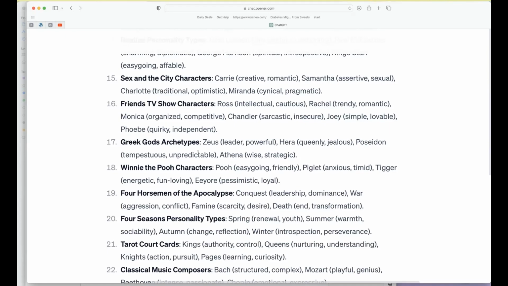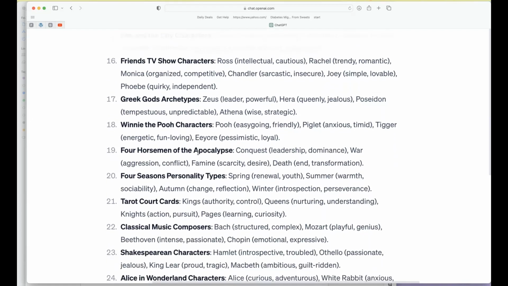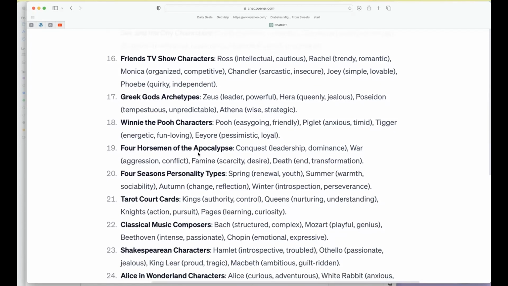Easygoing and friendly, anxious and timid, energetic and fun-loving. No, you know what? These would all overlay on the amiable quadrant. The four horsemen of the apocalypse: conquest, war, famine, and death. Really? I don't know if those are personality types or where those would live. I would suggest that conquest would be the expressive driver.